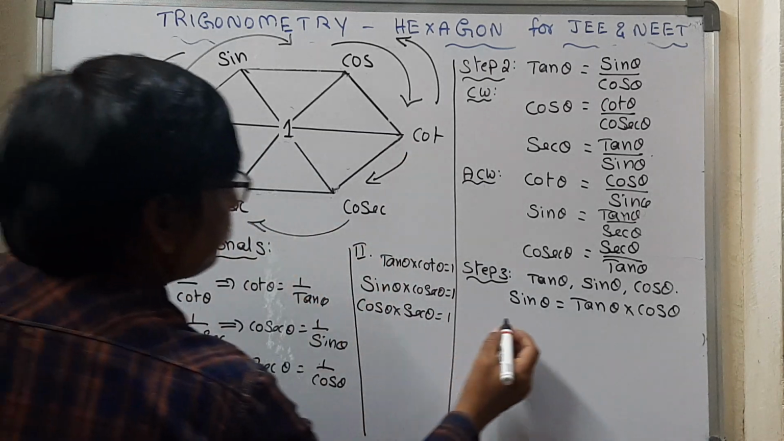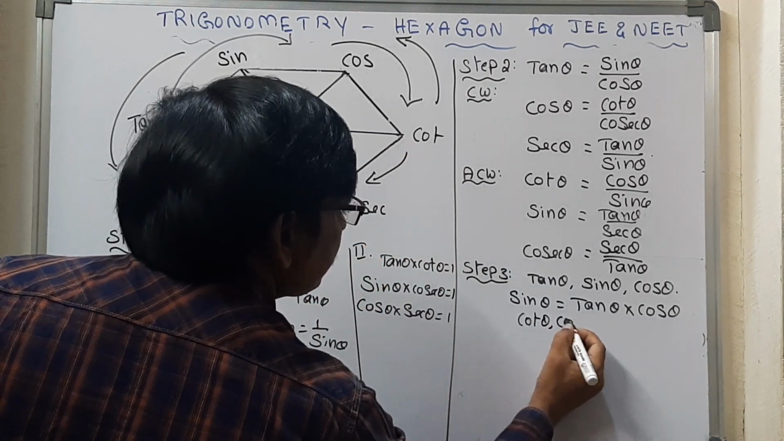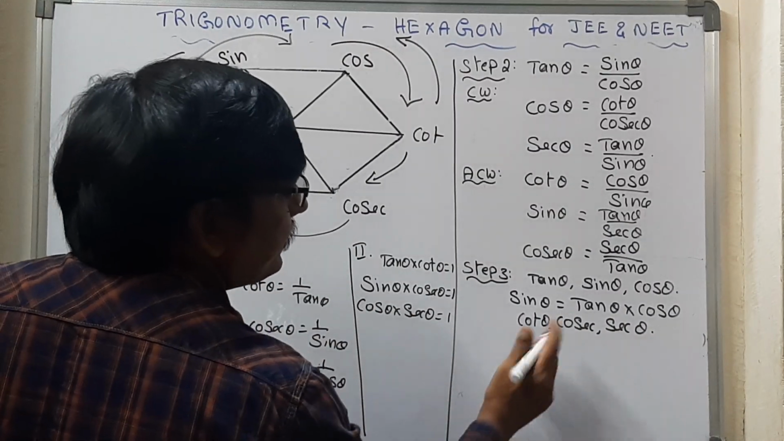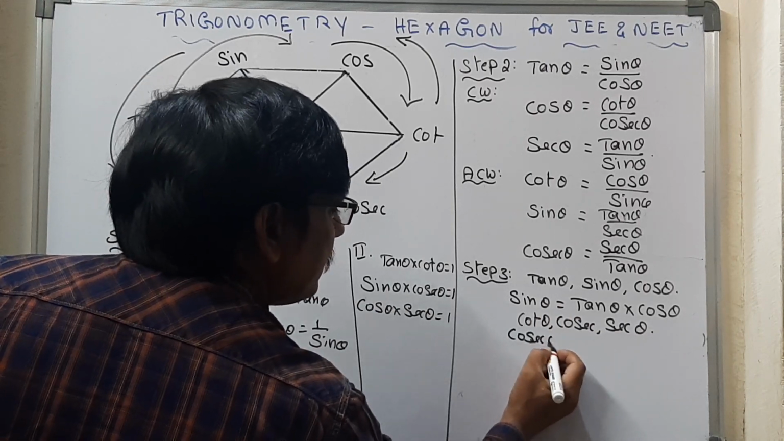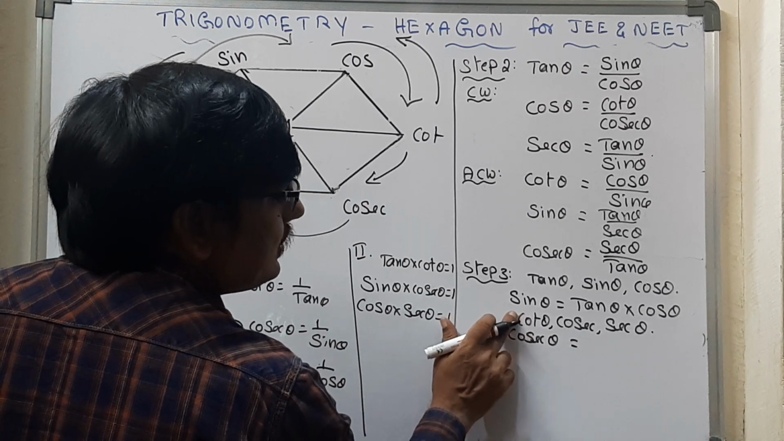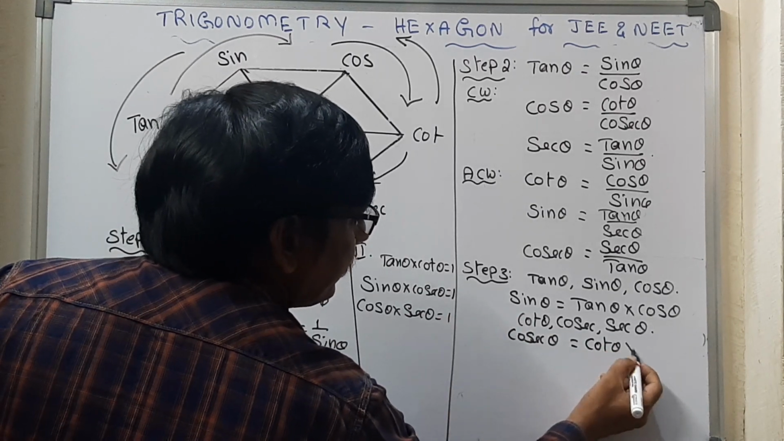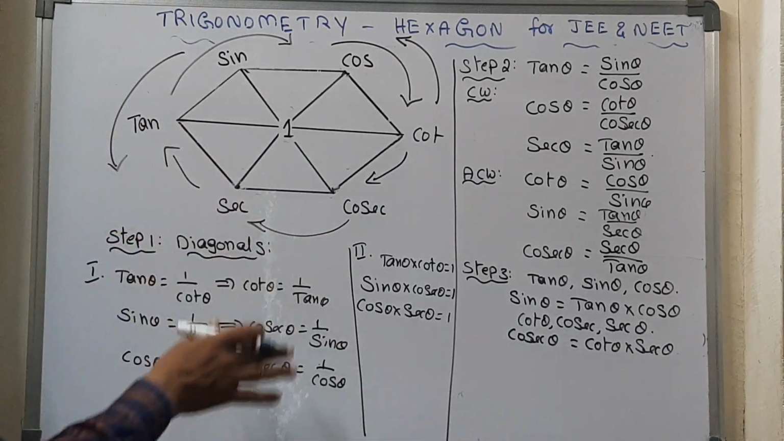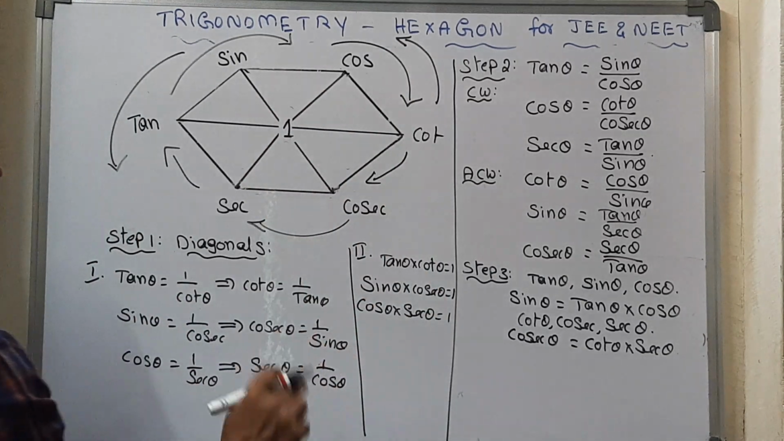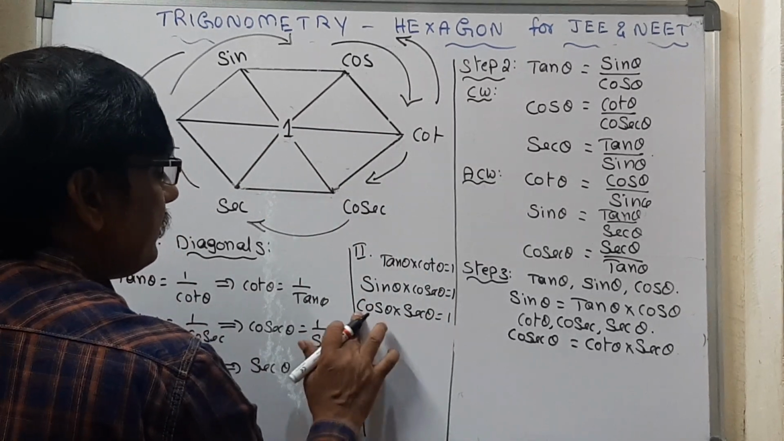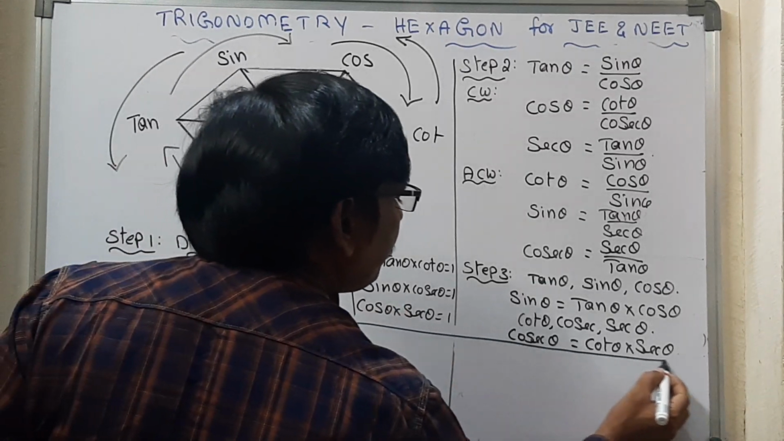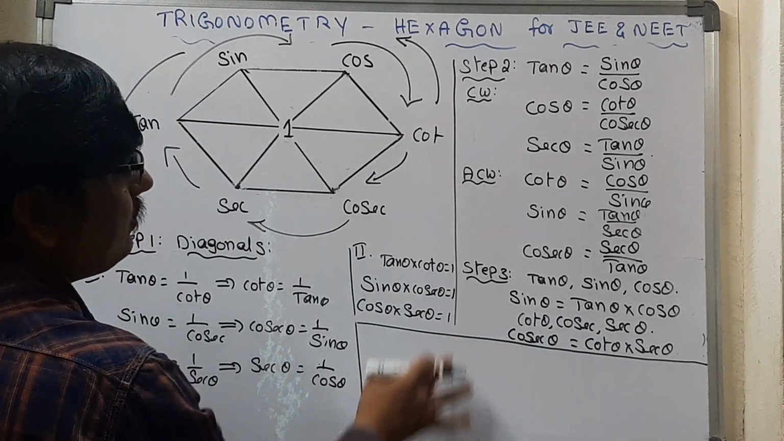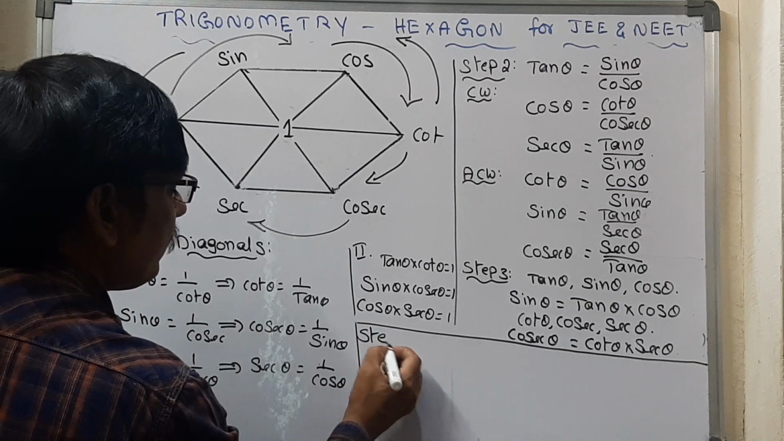Now let us choose from here: cot, cosec and sec. What is the middle function? Cosec theta. So that is equal to cot theta into secant theta. Like that you can take any functions, continuously, place the middle function, and the remaining 2 multiply. Step 3 is completed. Now let's go to step 4.